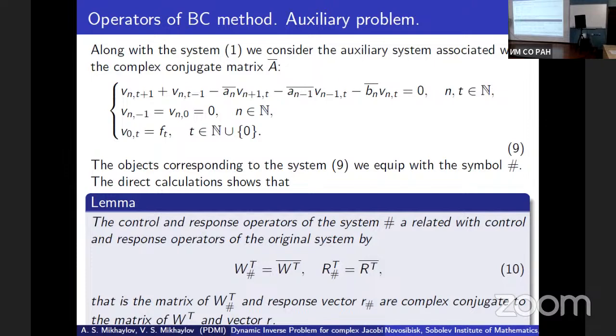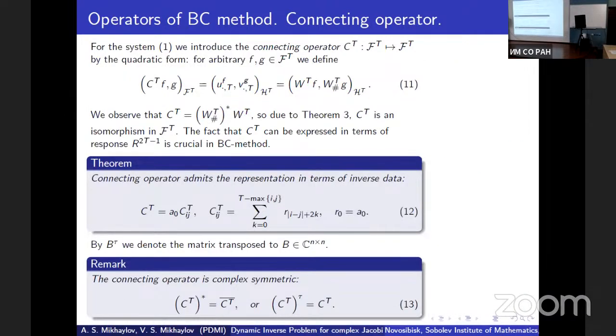То есть в нее можно ввести оператор управления W и оператор отклика системы, и все они будут связаны с изначальным оператором. Дальше требуется ввести связывающий оператор при помощи вот этой линейной формы. Ну, так сказать, убедиться, что изоморфизм. Более того, этот оператор выражается в терминах оператора отклика с вот таким параметром здесь. И для него выписана какая-то формула.